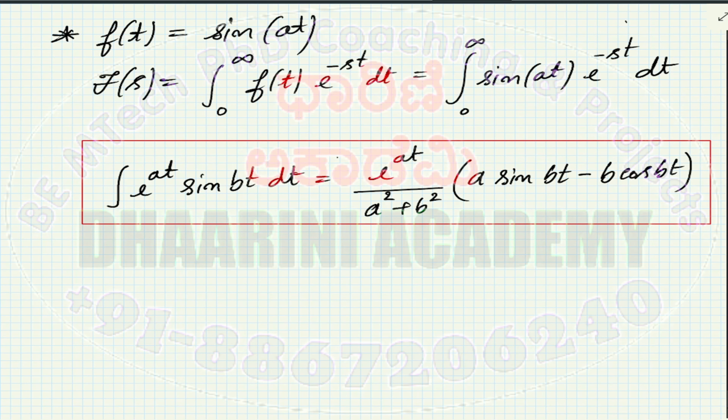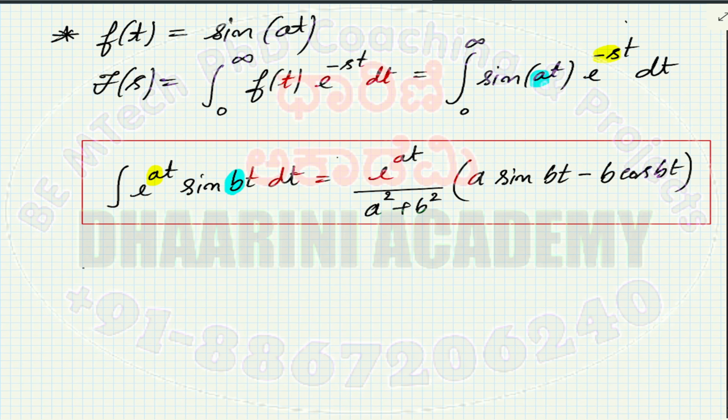So let's apply this now. I'll use coloring just to identify that. Sine at, so here I have a b here. And the next part is, wherever you see a, I have minus s. Okay, we should substitute in the same fashion.